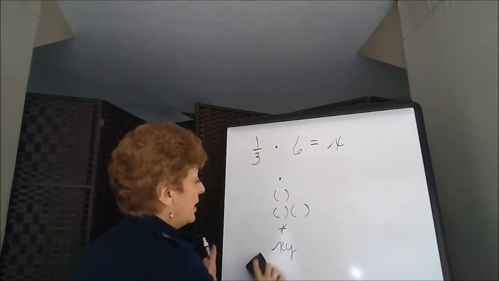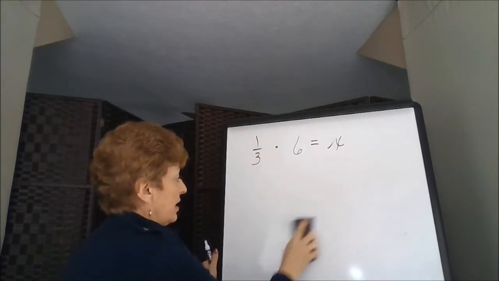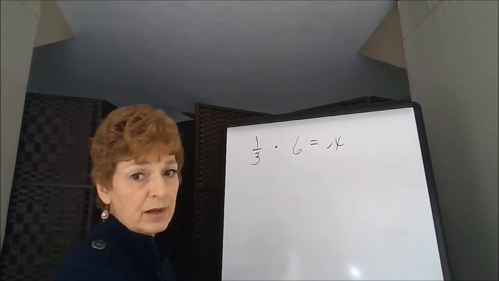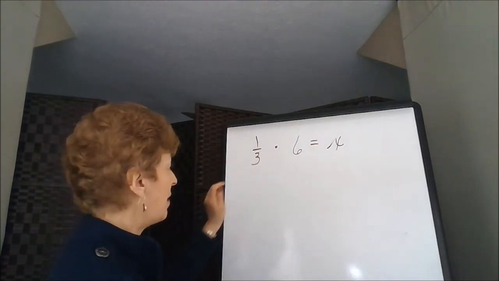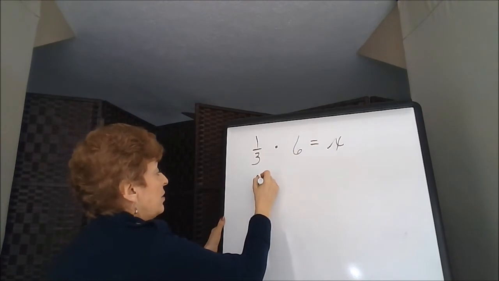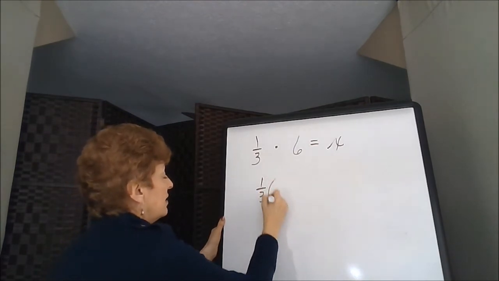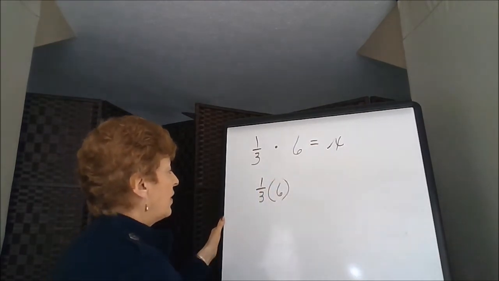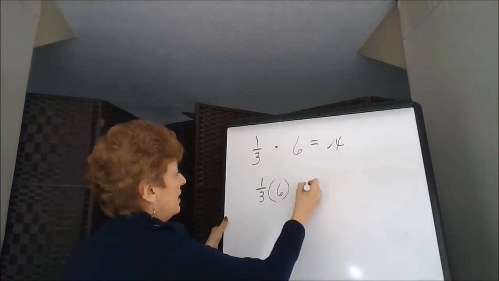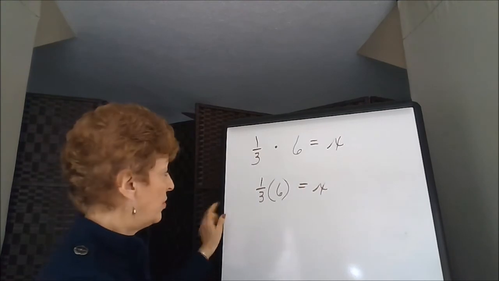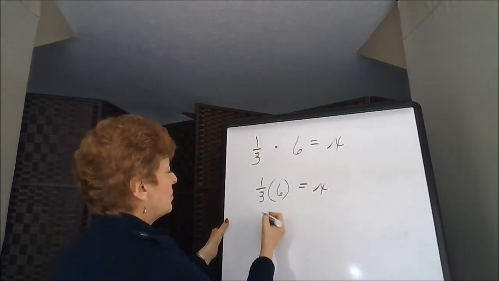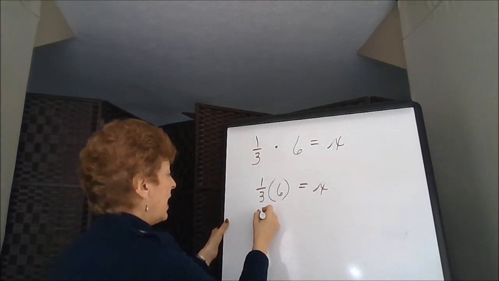That would not be a great choice if the numbers had a decimal point in them. If I was using money, that would probably not be a very good choice either. So I could actually say it like this: 1/3 times 6 equals x. And then we would have to follow the rules for fractions when we're actually doing the calculation.